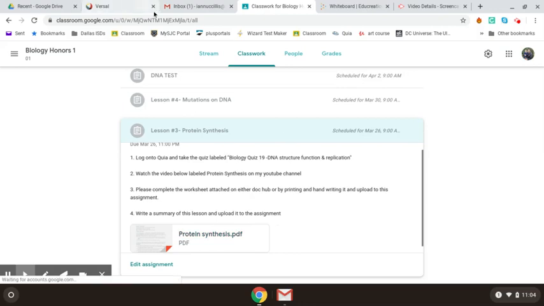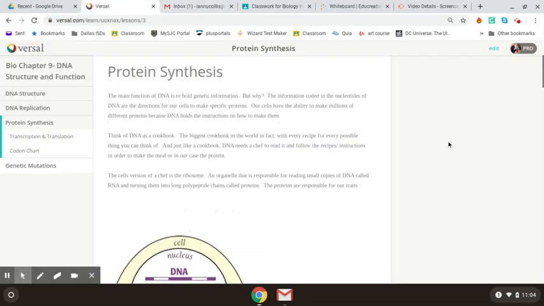All right. So without further ado, I think we should get into it. So protein synthesis, if we go with some of the words here, the main function of DNA is to hold genetic information. We learned that in the past two lessons. But why, right? Why does DNA hold genetic information? What does DNA actually do? Does DNA actually have a function?